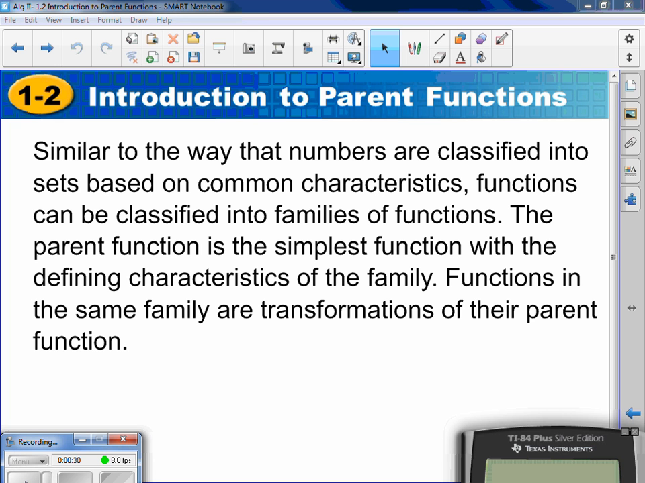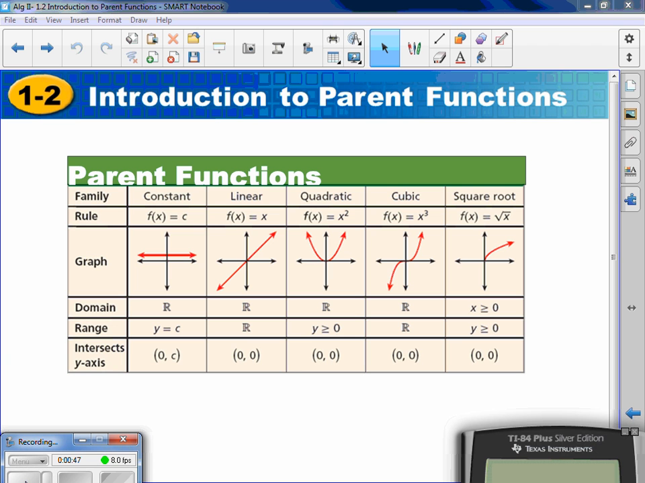We can classify numbers into sets based on their common characteristics. We can do the same exact thing with functions. A parent function is a function that has been broken down to its basic characteristics. Some of our parent functions that we're going to talk about.